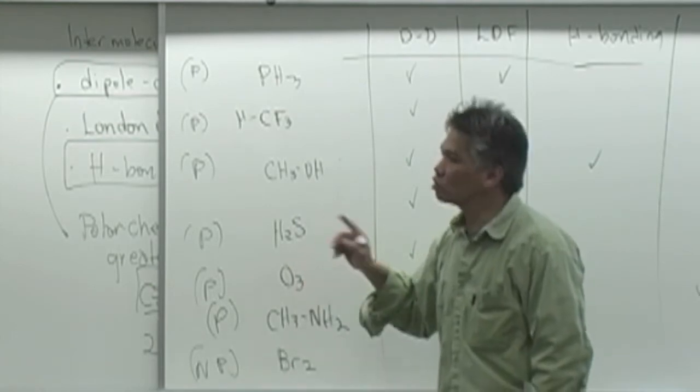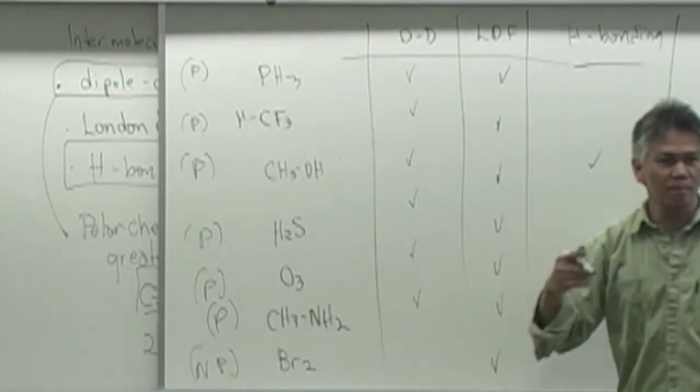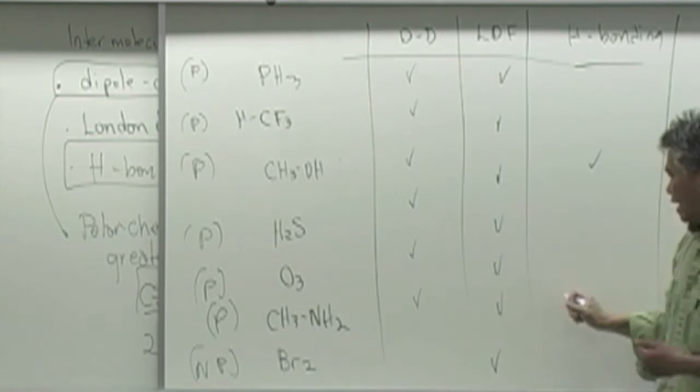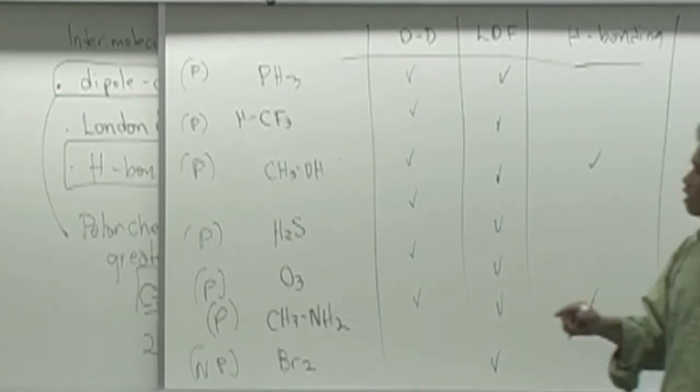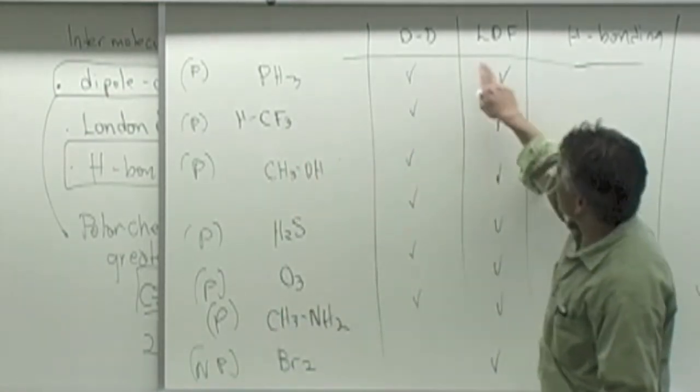Check that off. How about H2S? No, sulfur is not electronegative, so we don't want to check that. How about O3? No, it's got no hydrogen. That's an easy one. How about CH3NH2? Yes, it does, because the NH2 means the hydrogen is bonded to a nitrogen. That has hydrogen bonding. And finally, Br2. No. So that's how you would do a problem like this. The first thing, like I said, is to determine whether it's polar or non-polar. Once you do that, you can check these two off. And then to figure out hydrogen bonding, you look for hydrogen bonded to an electronegative element.